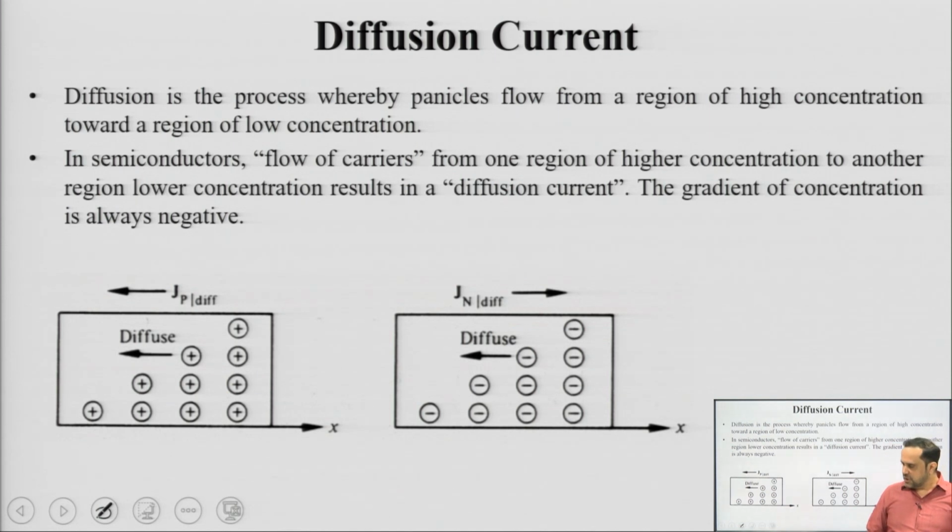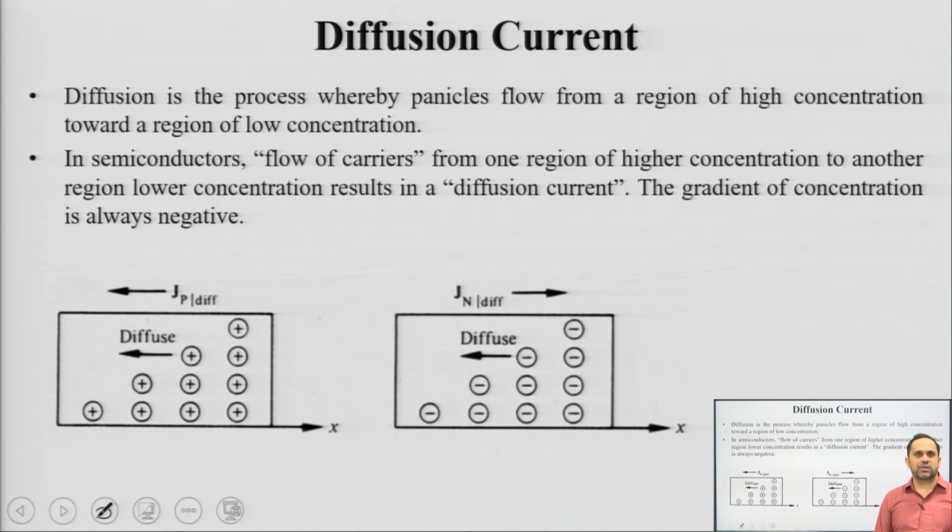Let us proceed further and discuss the second mechanism of charge carrier transport, which is diffusion. Okay. So, we have done drift, we have done mobility, now we want to study diffusion. This is the process by which particles flow from a region of higher concentration to a region of lower concentration. Okay. So, the flow of carriers from a region of higher concentration to a region of lower concentration produces what is known as diffusion current.